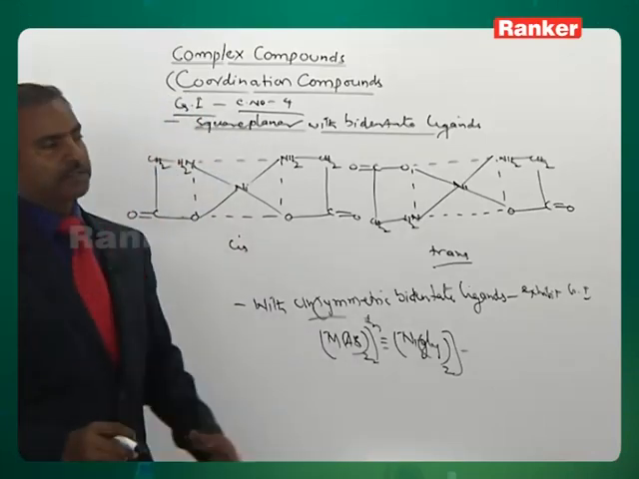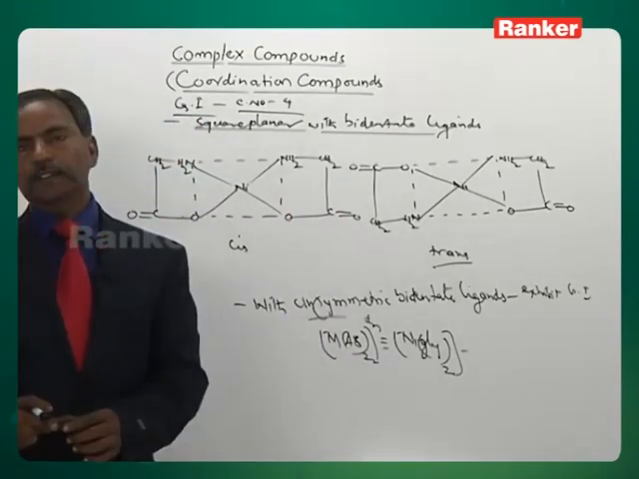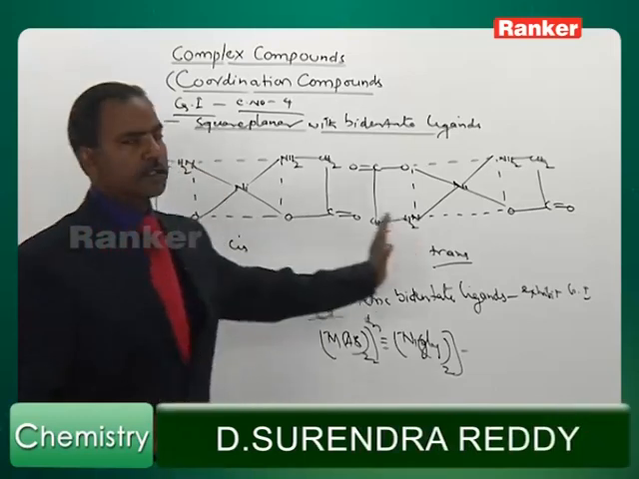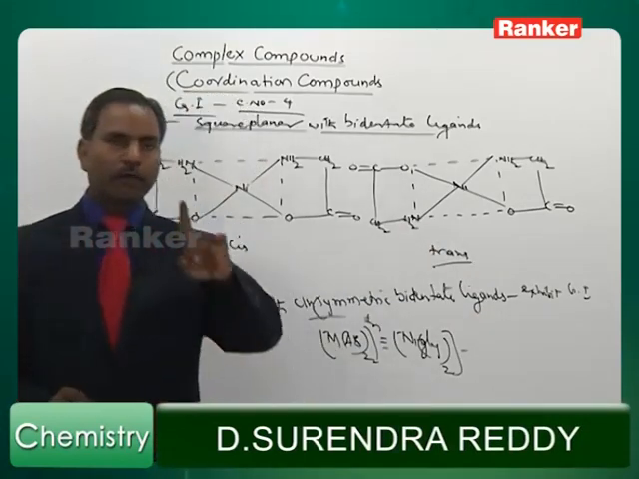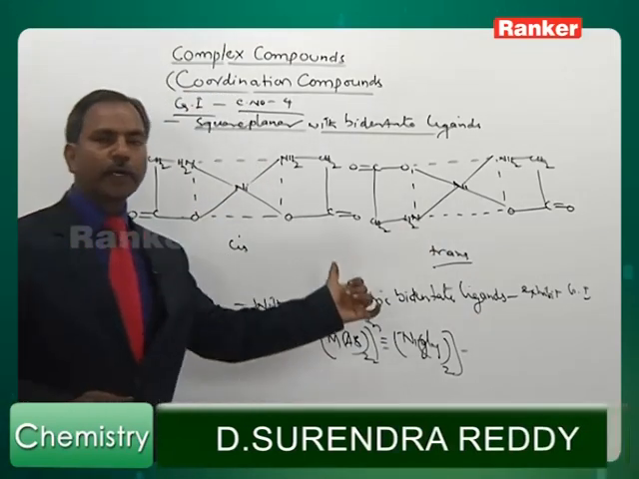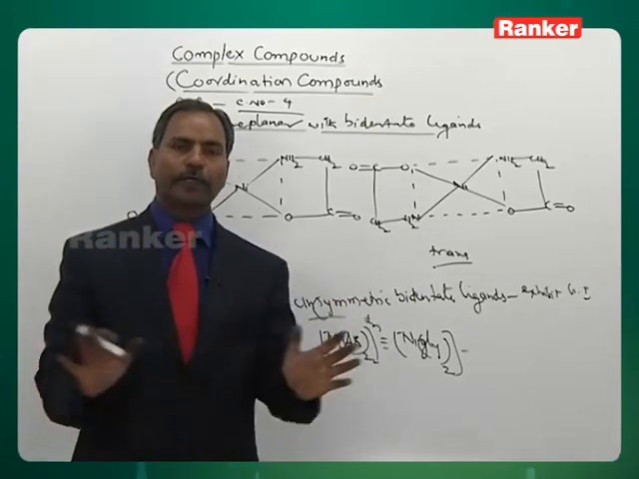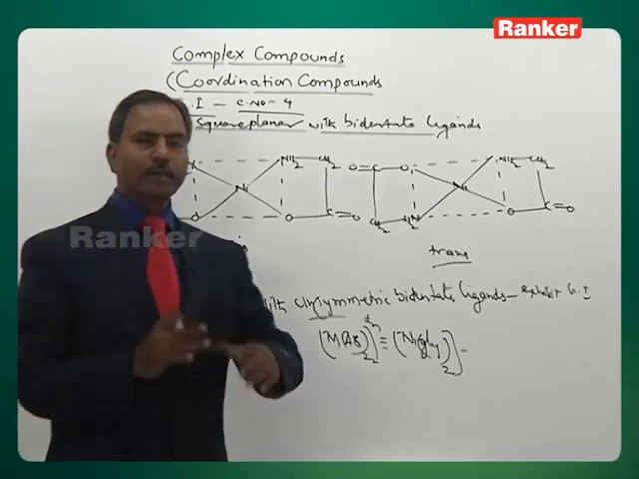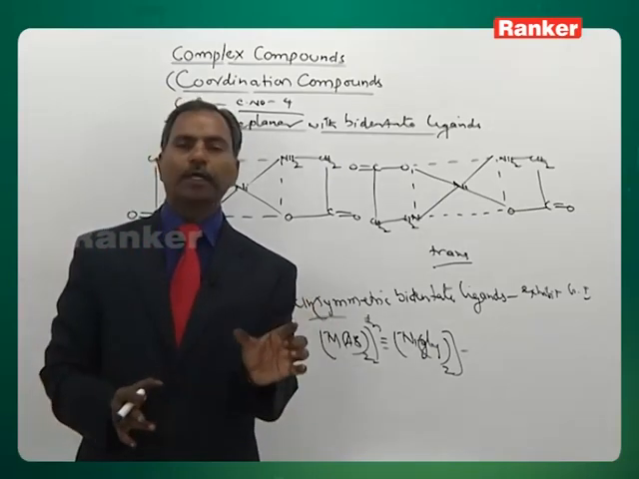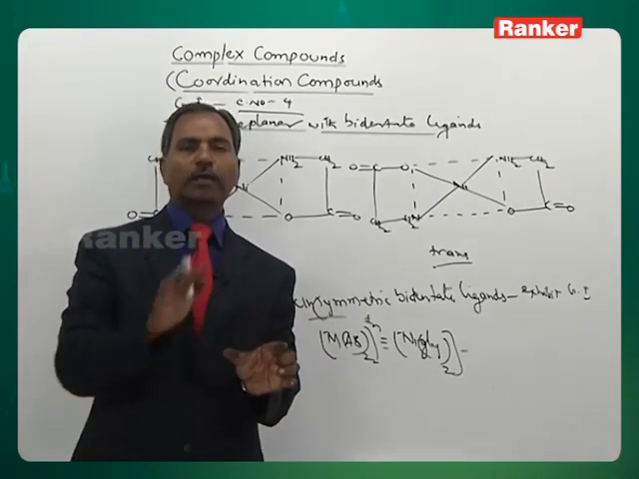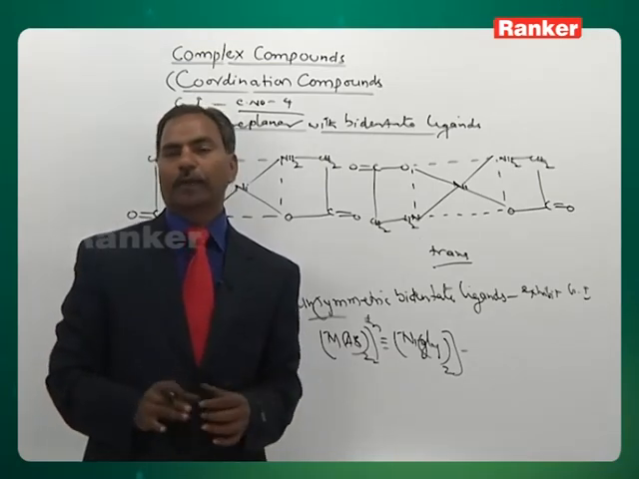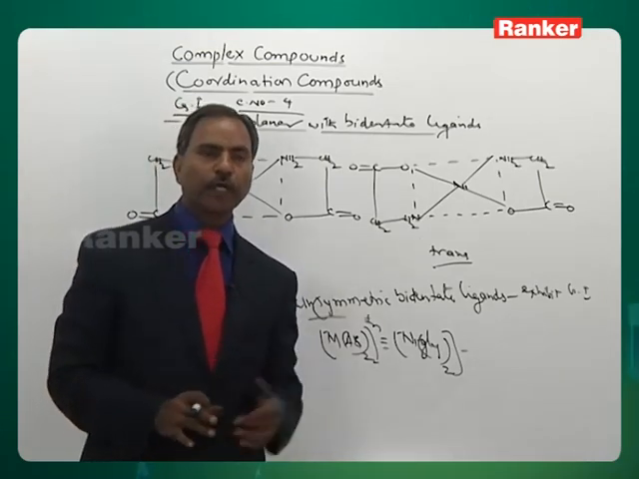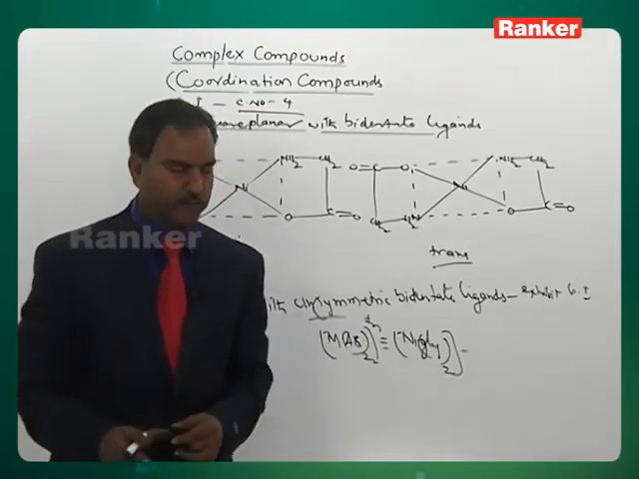So, square planar complexes with monodentate ligands, and square planar complexes with bidentate ligands. One thing you have to remember: with symmetric bidentate ligands, no geometrical isomerism; only with unsymmetric bidentate ligands. Unsymmetric bidentate means the bidentate ligand should carry two different donor atoms. Then only is this geometrical isomerism possible with square planar complexes.